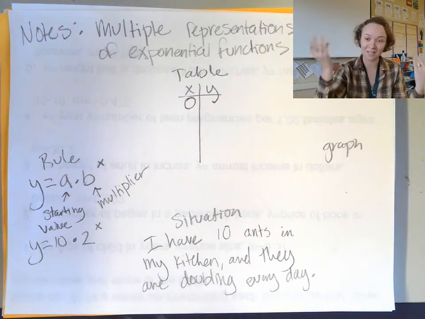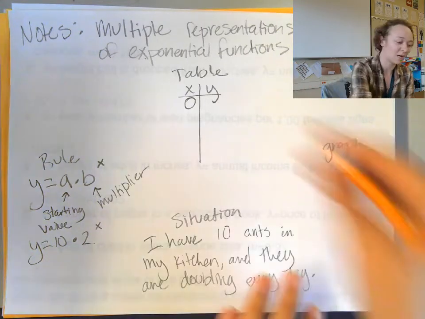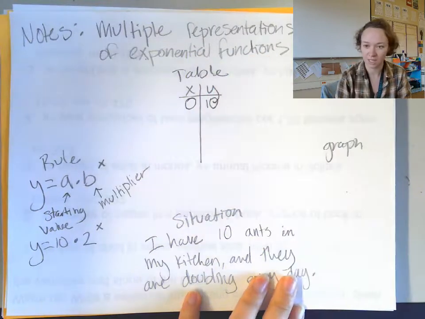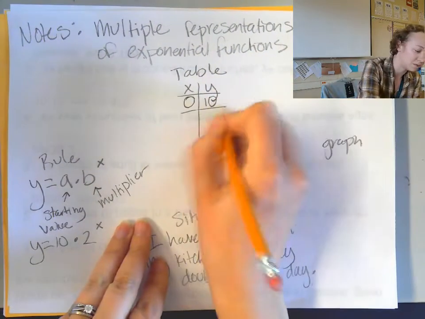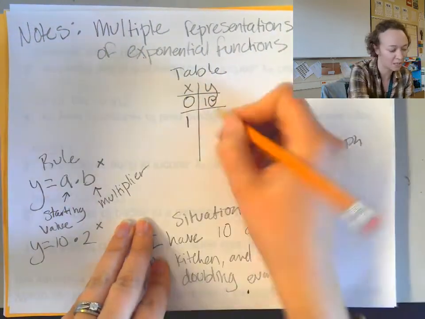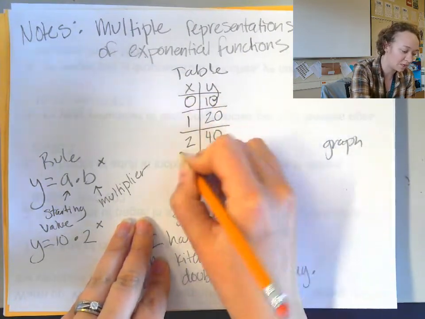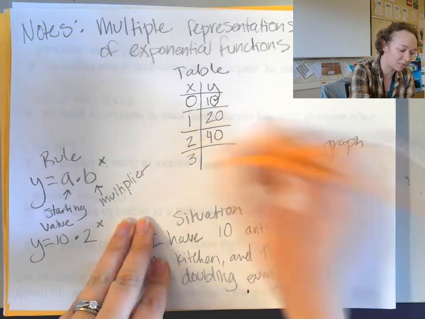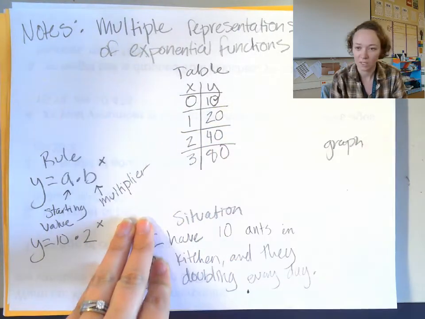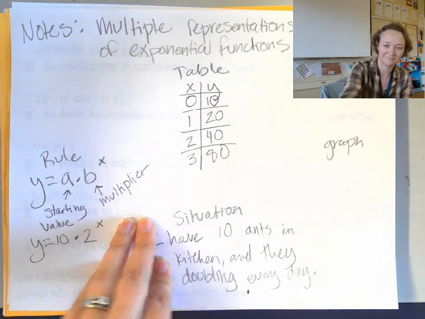So I'm going to say that at day 0, at the start, I have 10 ants. And then after 1 day, I now have 20. After 2 days, I now have 40. After 3 days, I really hope I bought some ant traps because I will have 80 ants in my kitchen.